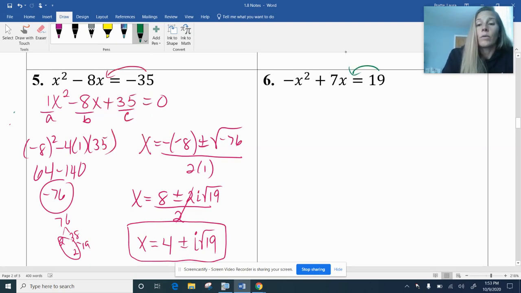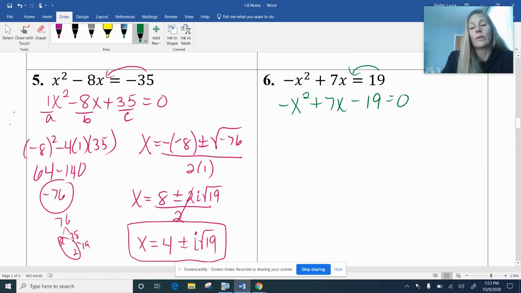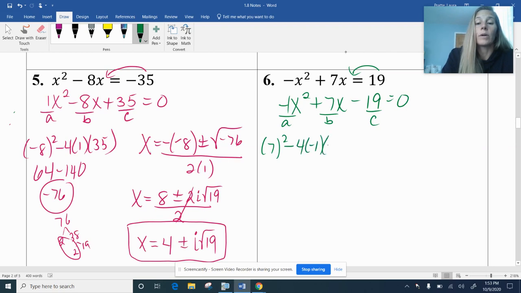And that would be your answer for number 5. Okay, and then this last one, I'm going to move over that 19, make it into standard form. So now my A is -1, my B is 7, and my C is -19. Discriminant: 7 squared minus 4 times -1 times -19. So 49, and then 4 times 19 is going to be 76. And it will be a minus because we had the 3 negatives.